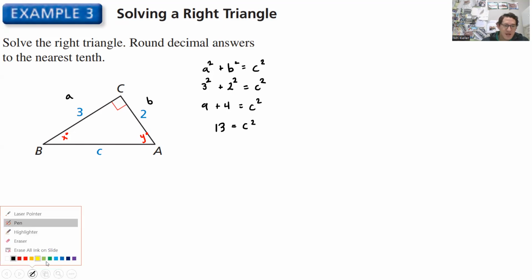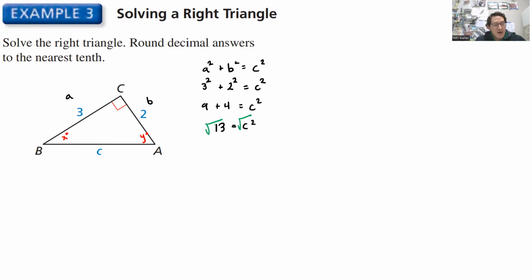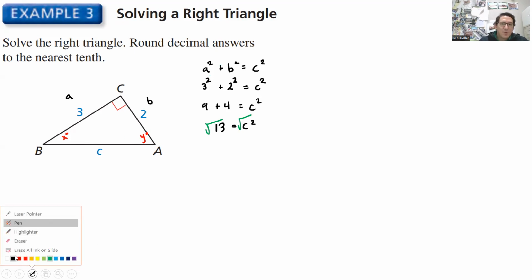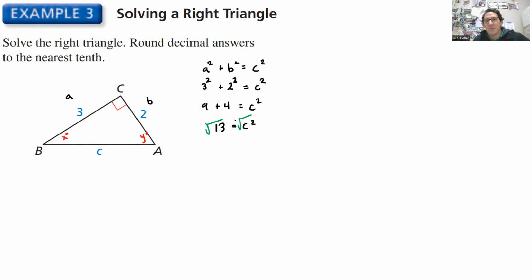To solve for C now, you need to take the square root of both sides. The directions here say round decimals to the nearest tenth. We'll go ahead and follow the directions. Normally, I would just leave it as the square root of 13. But we'll follow the directions that they have in here. So square root of 13 is 3.6. Great.